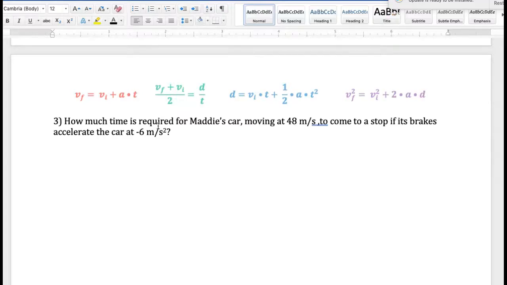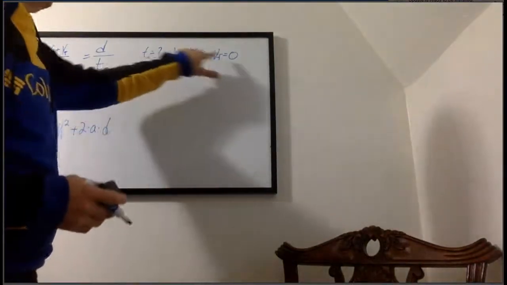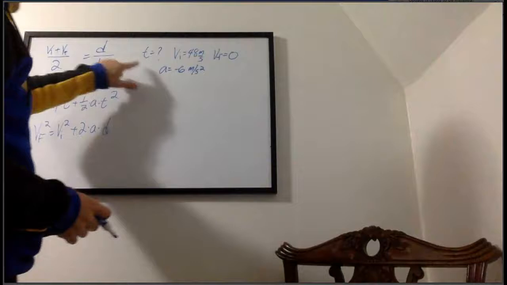All right, so I have my information. Let me shift my screen. All right, so we have VI, we have VF, we have A, we're looking for T.